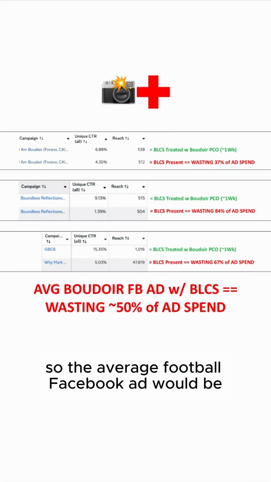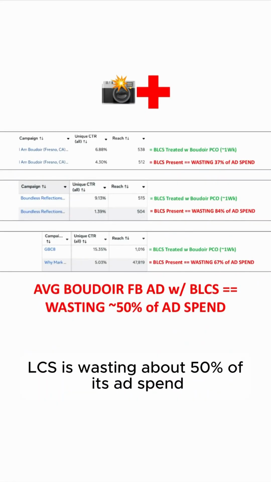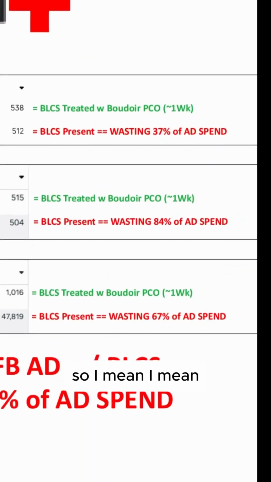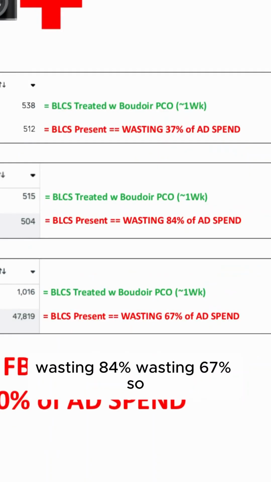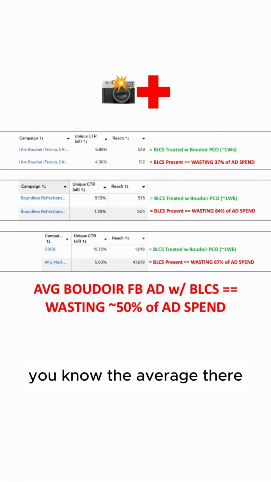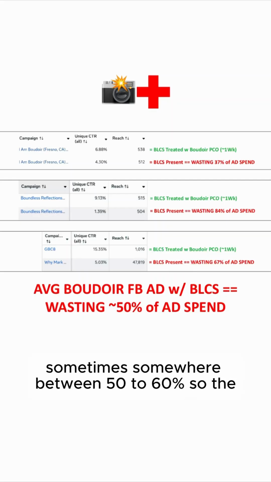So the average Boudoir Facebook ad with BLCS is wasting about 50% of its ad spend. So look at these numbers here: wasting 37%, wasting 84%, wasting 67%. So the average there is somewhere between 50 to 60%.